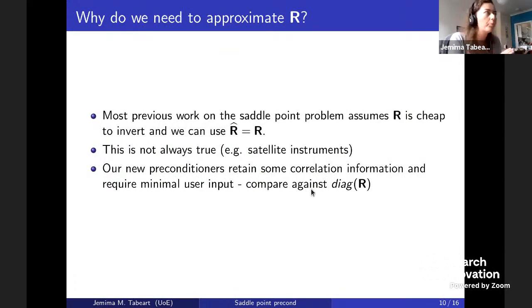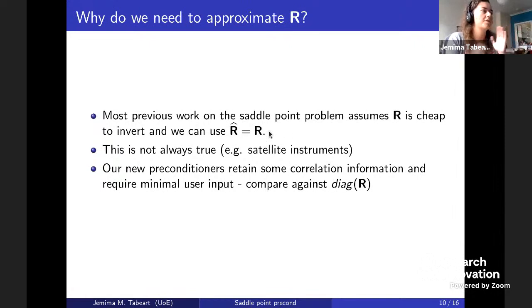So almost all previous work in this data assimilation setting assumes that R is cheap to invert, and we basically don't need to worry about an approximation because we can just use the exact matrix. But this isn't true for all choices of R. In particular, satellite instruments often have error covariance matrices that have very complicated structure and are really ill-conditioned. And sometimes you don't use all of the different columns. So that means that we can't invert it on the fly.